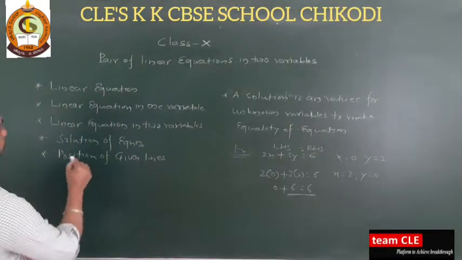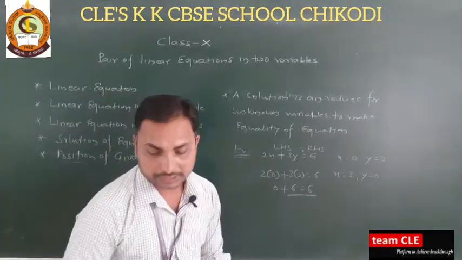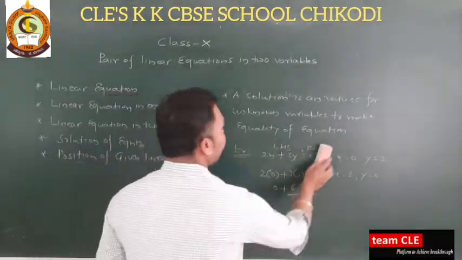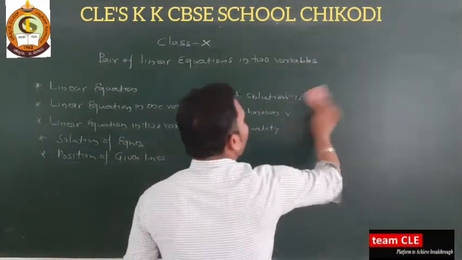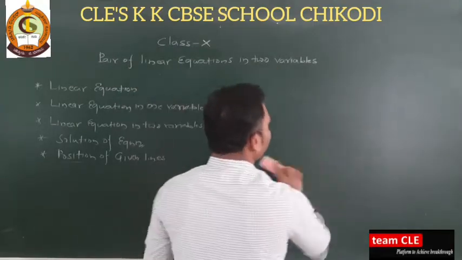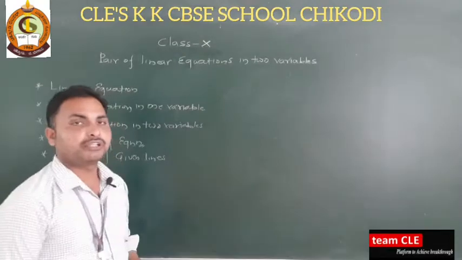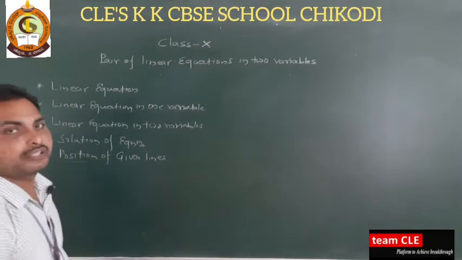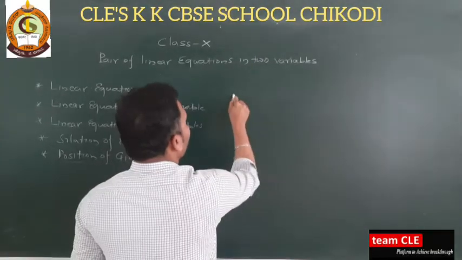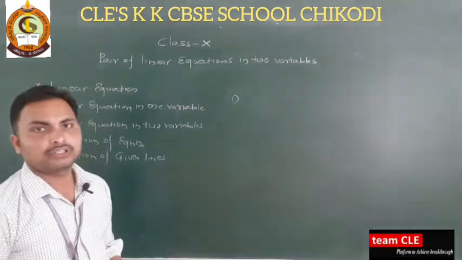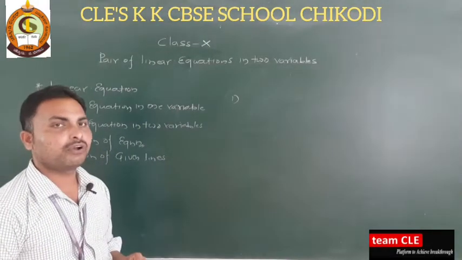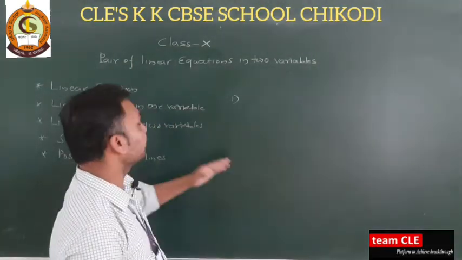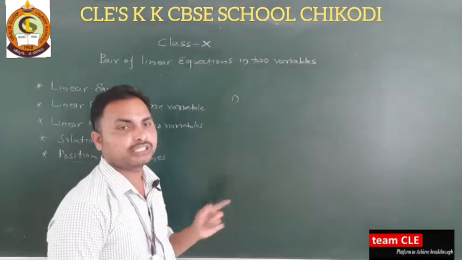Now next, position of given lines, okay. In the 9th class you studied this very well, okay. I hope you understood this one very well, okay. Now see, in the 9th class, you studied about the position of the given lines. There are 3 positions of the given lines. When you plot the graph of linear equations, you will always get a straight line, but you have studied something more, okay.